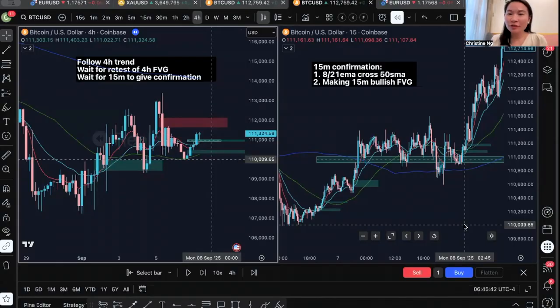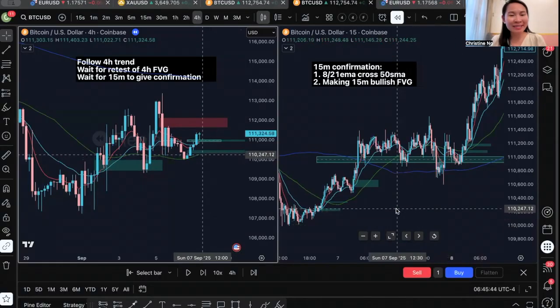So in today's video, I want to show you the charts and walk you through the trades and show you how the lower time frame actually gave me confirmation for entry. So this is one of the trades that I took yesterday on BTC USD.